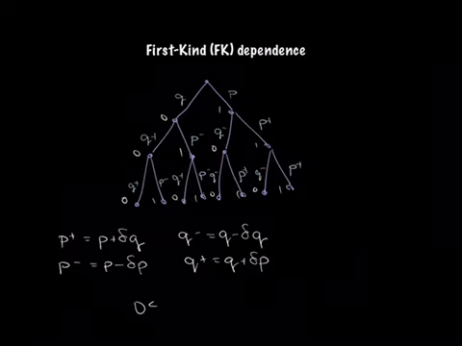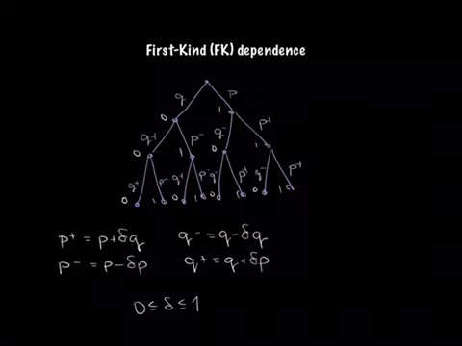So remember that delta takes values between 0 and 1. What this actually represents is if delta is 0, then all of the variables in the sequence are independent. So let's take a look at that. If delta is 0, then what happens? Delta q becomes 0, delta p becomes 0. So that means that p plus and p minus are just p again, q plus and q minus are just q again, and you're back to what we had before.